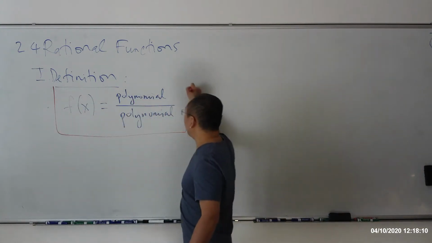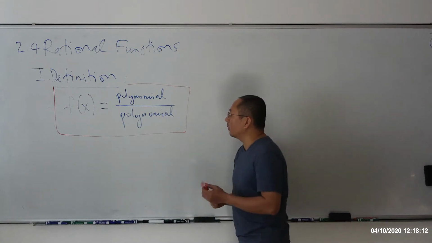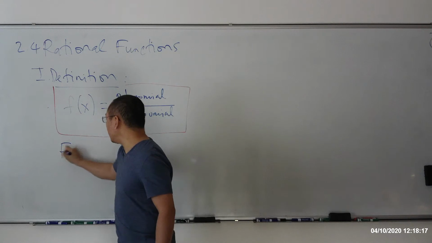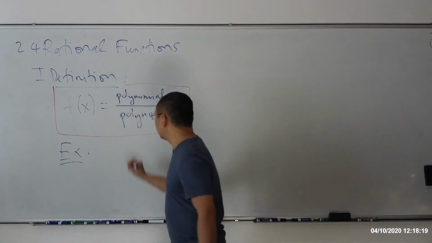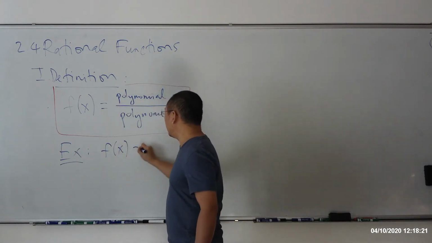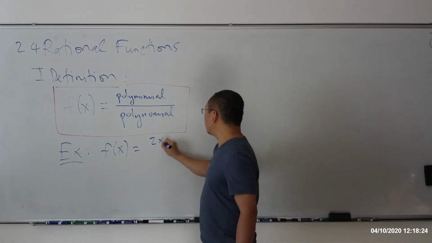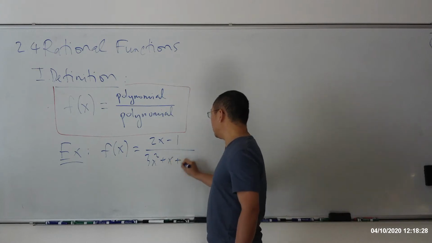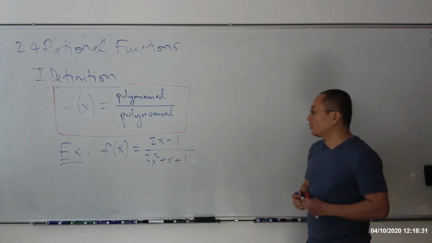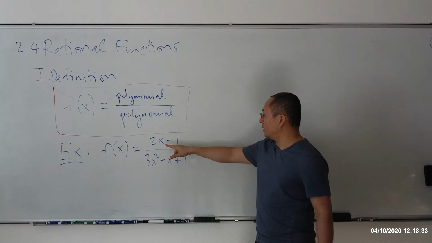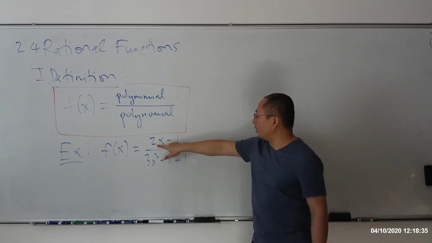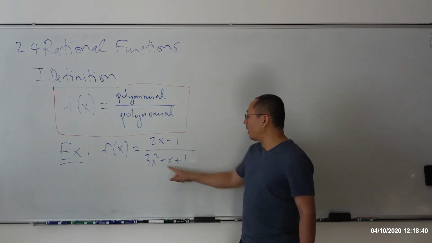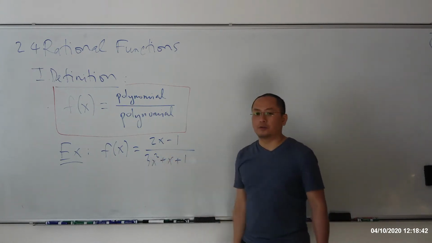Okay, let's box this. And let me give you some examples of rational functions. Say f of x is equal to 2x minus 1 over 3x squared plus x plus 2. This is a rational function where the numerator is a polynomial of degree 1 with leading coefficient 2. The denominator is a polynomial of degree 2 with leading coefficient 3.